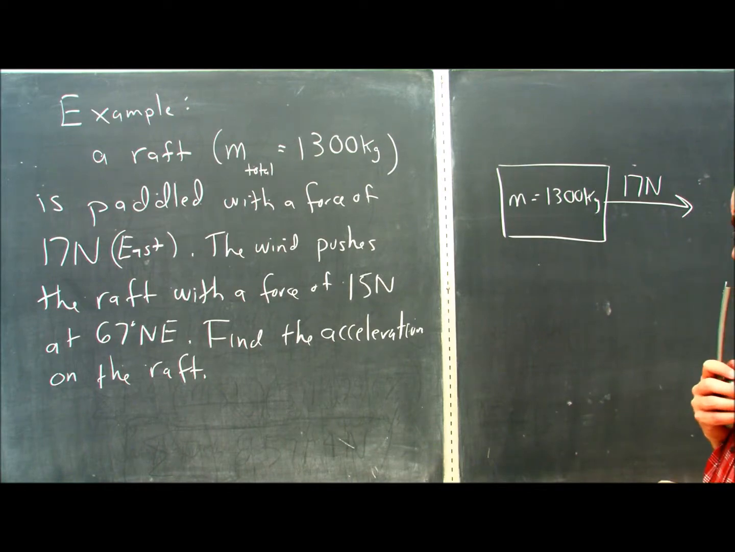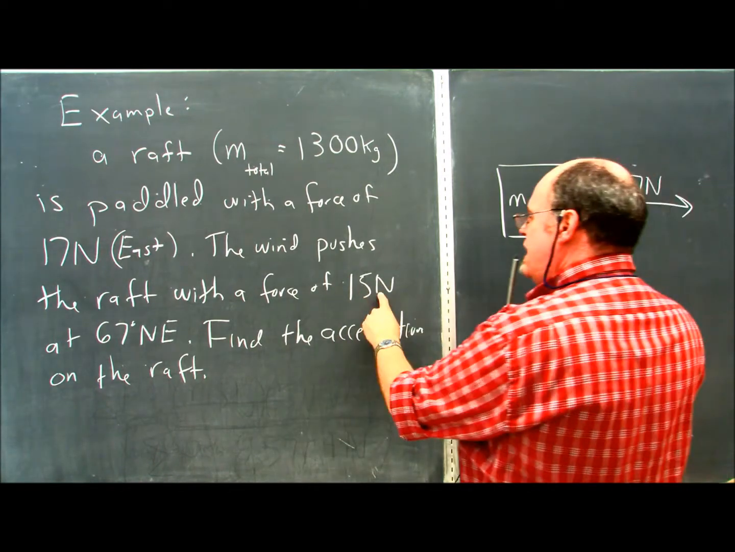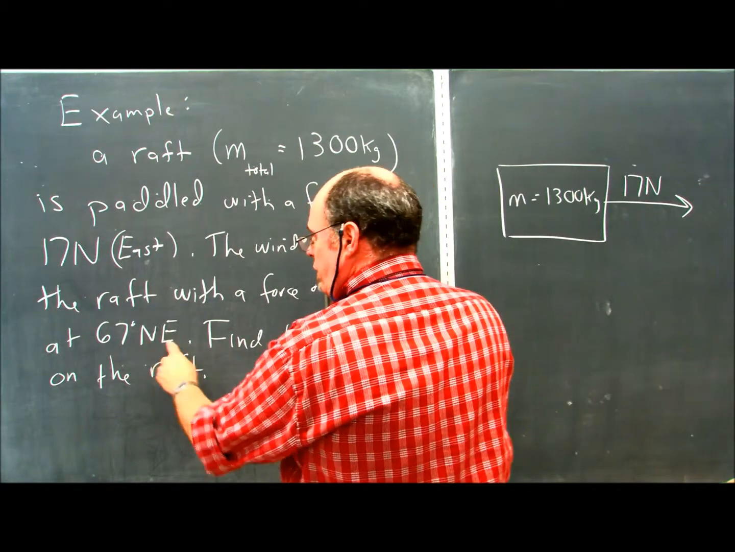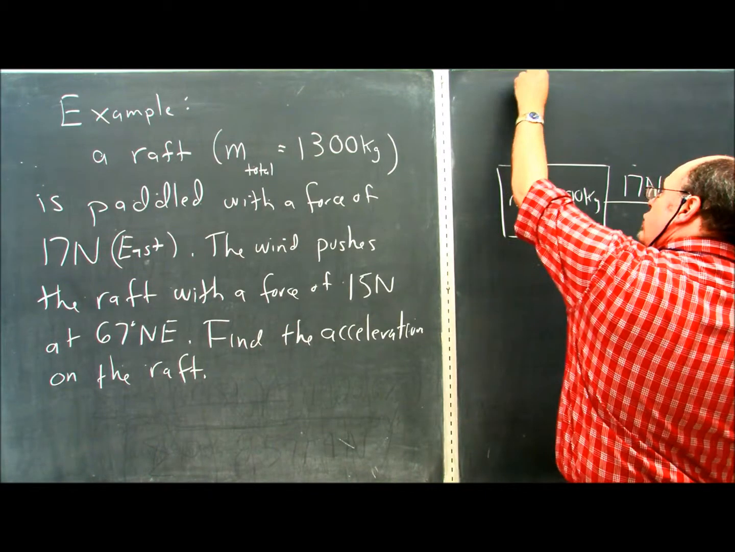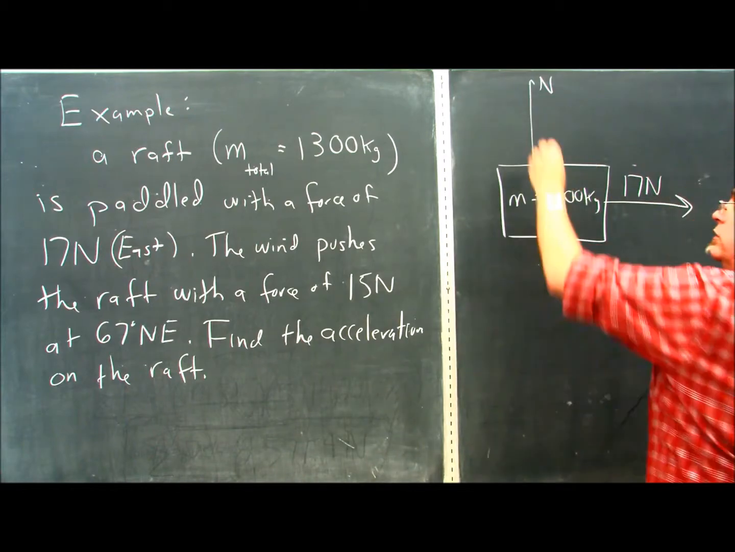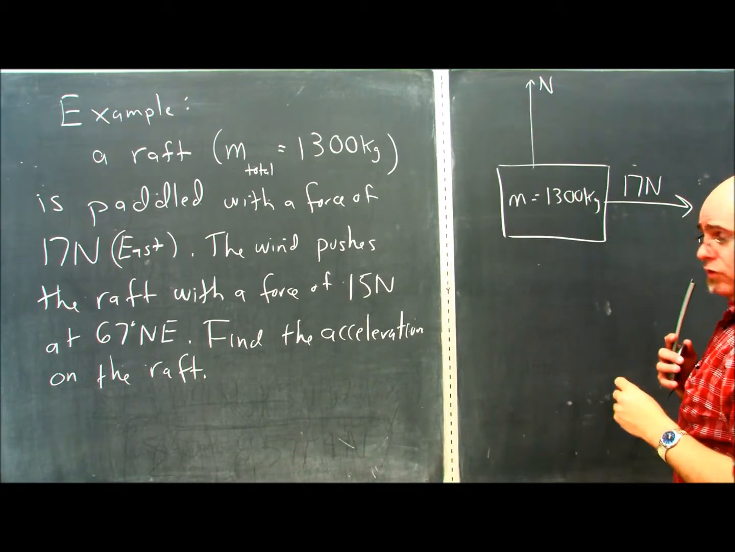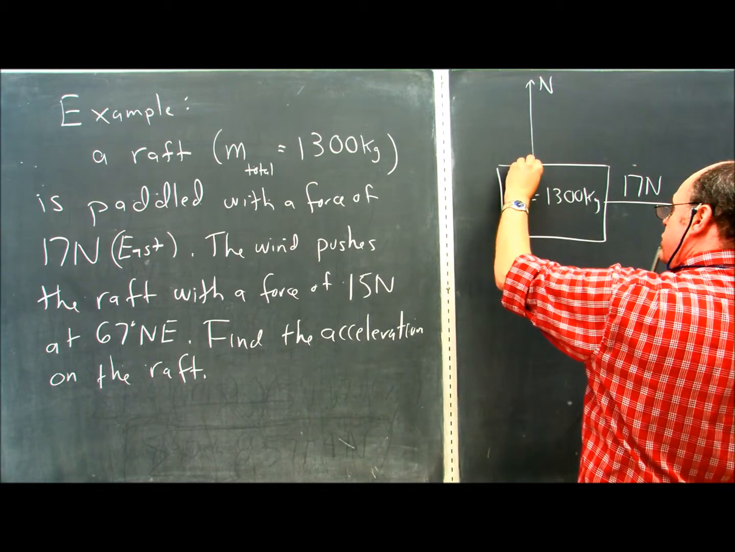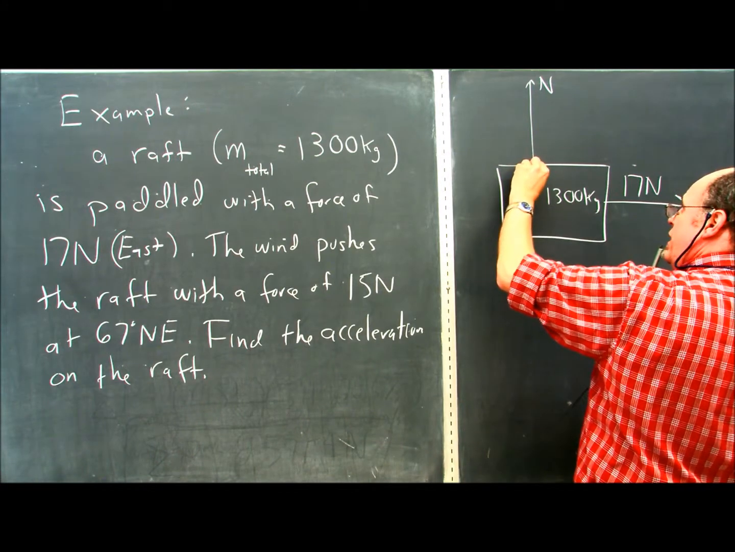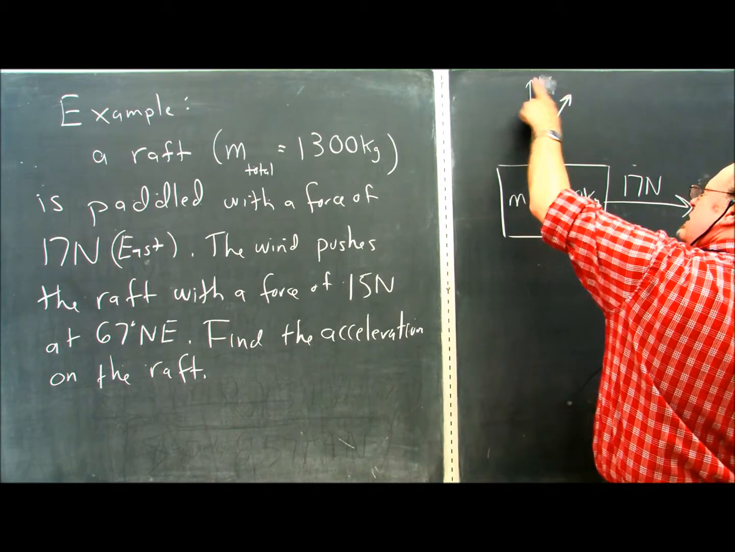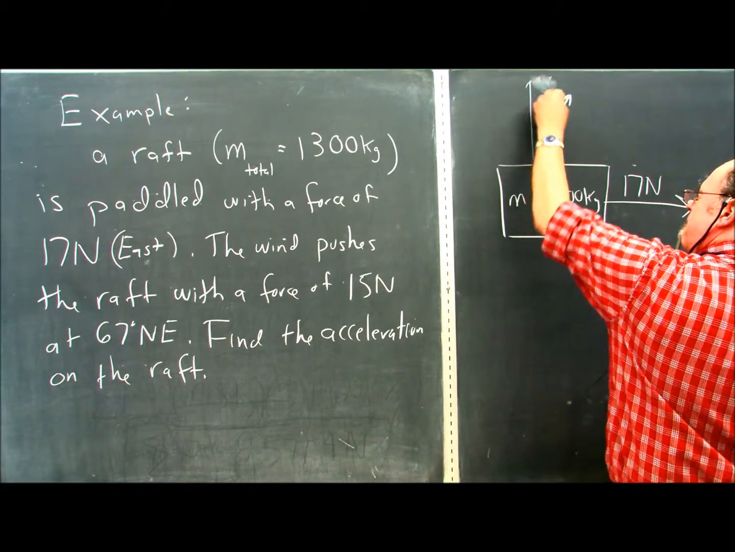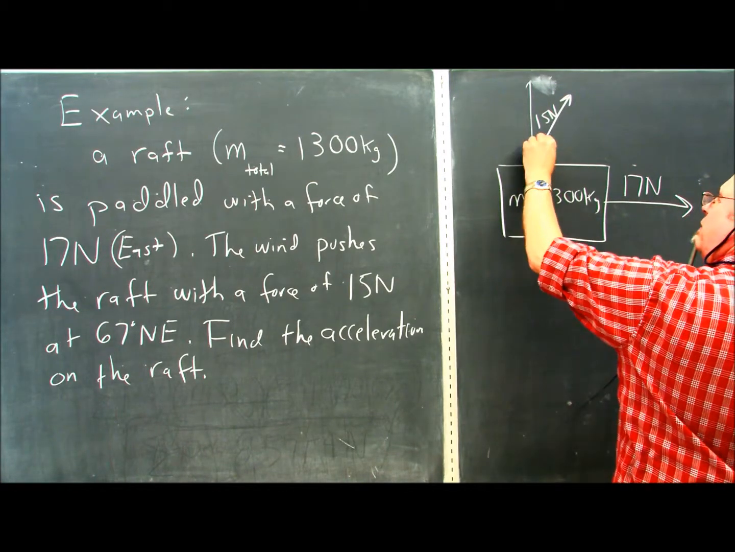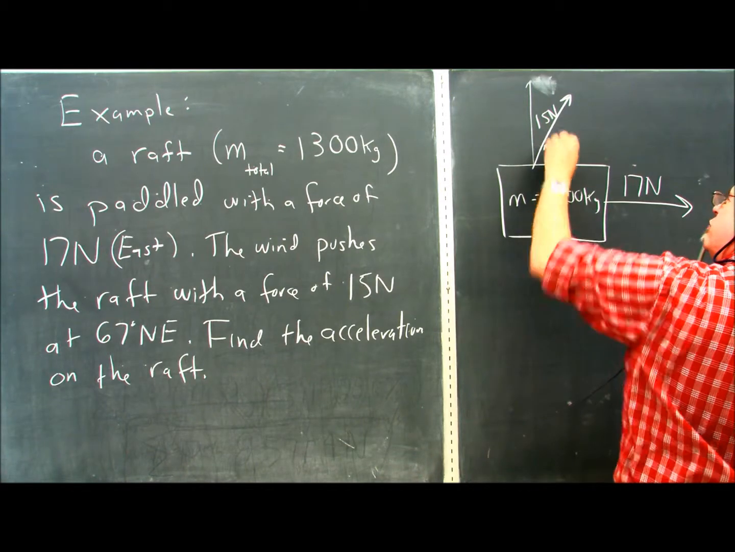And they also said that it's being pushed 15 newtons going to the northeast at 67 degrees. So instead of going straight up to the north or straight to the right and going east, I'm going to go 67 degrees. So it's going to go like this. There's another force of the wind going up like this. So this number right here is 15 newtons, and it's going at an angle of 67 degrees.